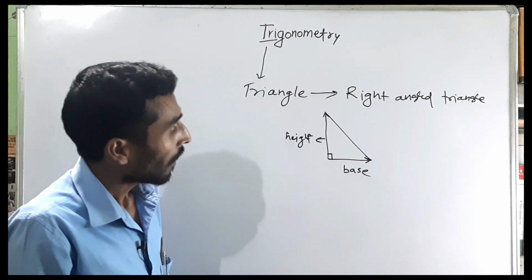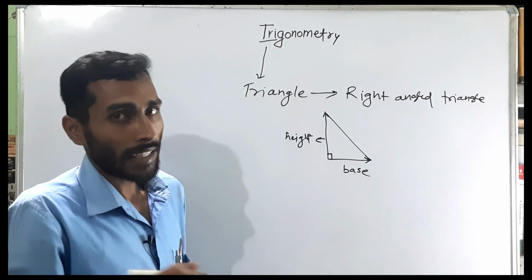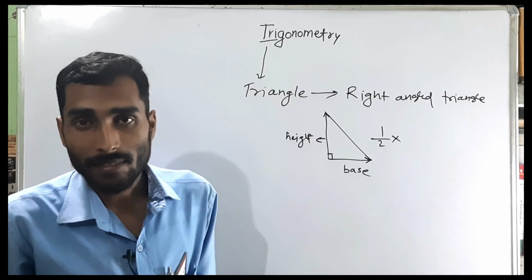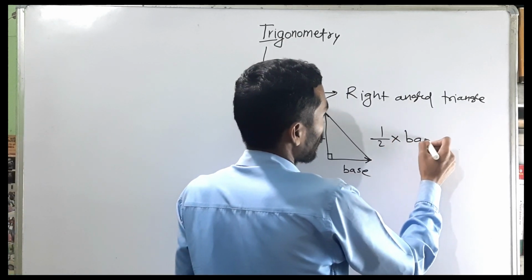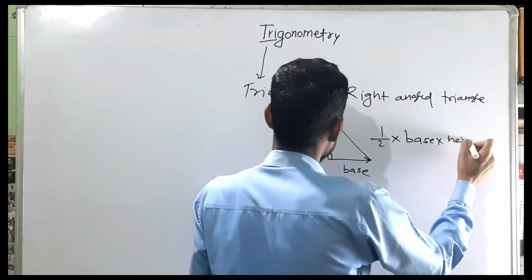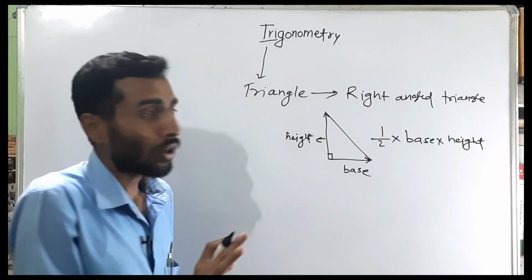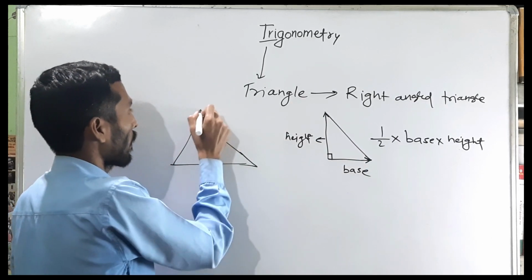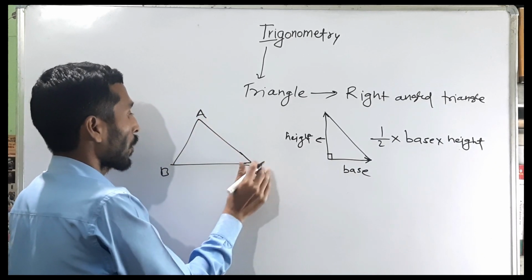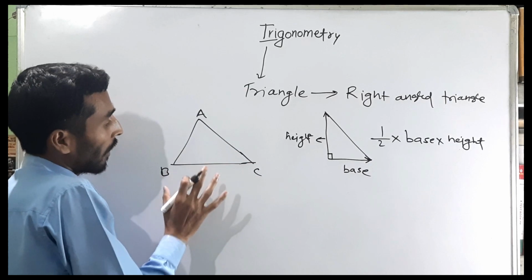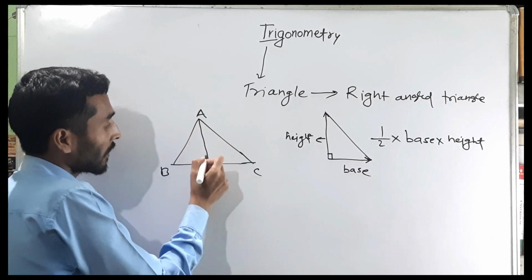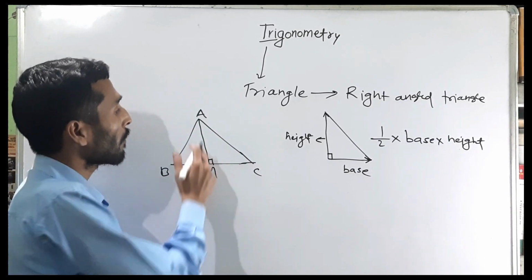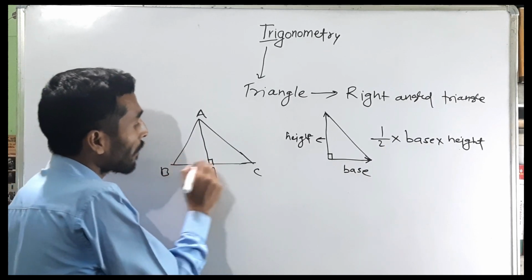Okay, so if you try to find the area of a triangle, we get that the area of a right angle triangle is half into the perpendicular sides, that is base into height, right? You can follow this formula for other triangles also. In triangle ABC, if you put a perpendicular from A to BC, then AM will be perpendicular, that is the altitude, and the side BC will be the base.